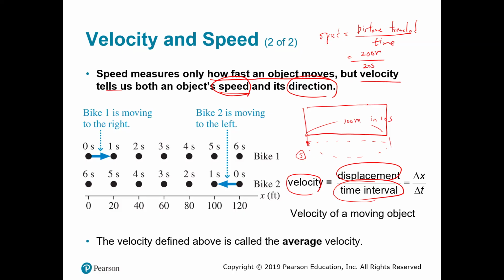So then what is your speed? Your speed is, of course, 10 meters per second. However, what is your velocity? Your time interval, again, is 20 seconds. But what is your displacement? Because your initial position and final position moving back and forth are the same, your displacement is 0, so your velocity is 0. Okay.